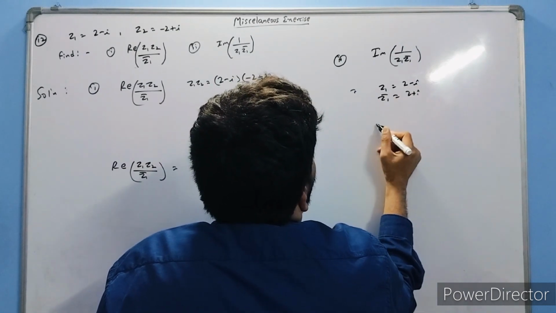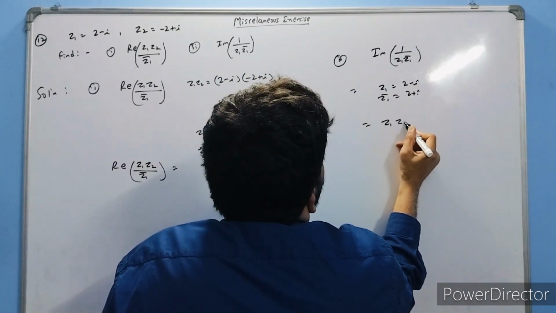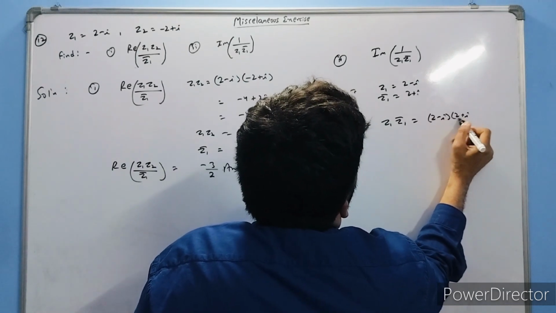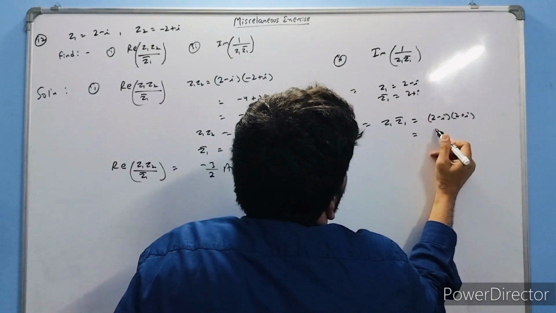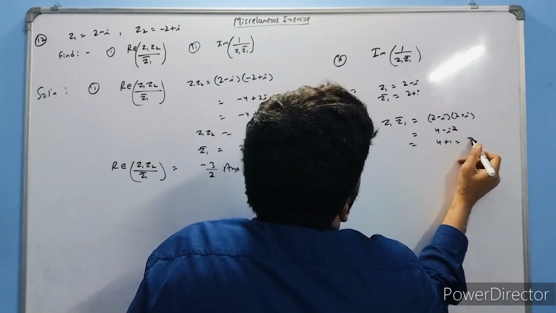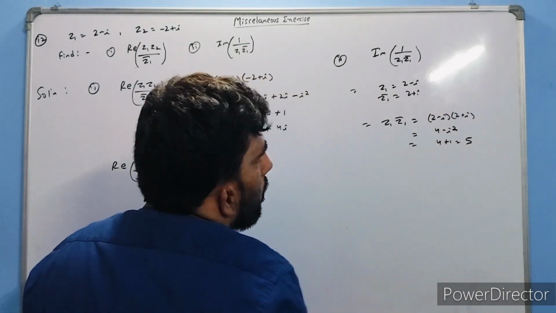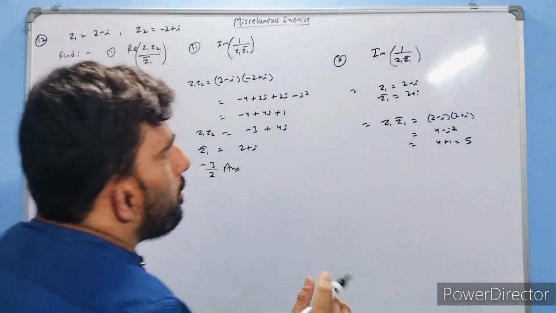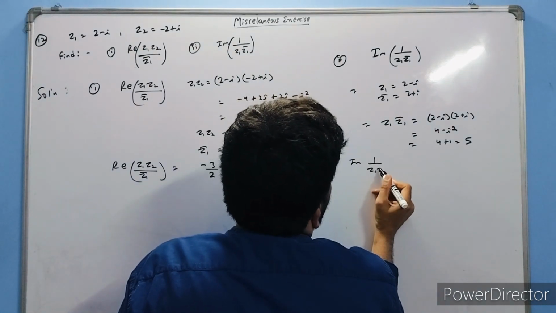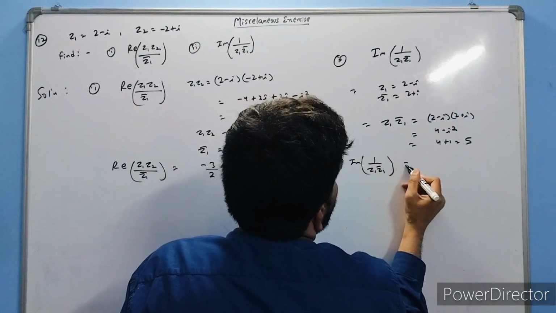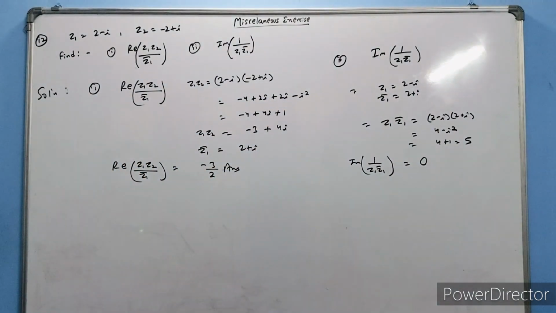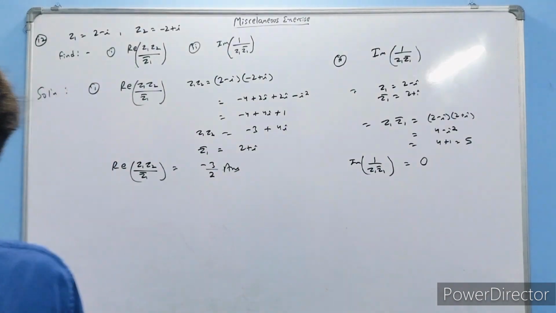Let's multiply first. So z1 bar will be 2 minus i into 2 plus i. A minus b into a plus b, a square minus b square. So 4 minus i square, so 4 plus 1 will be 5. So if I talk about its imaginary part, it will be 0. So the imaginary part of 1 upon z1 bar will be 0. Okay, so that is how we try to find the answer.